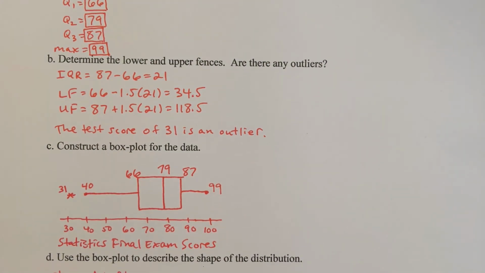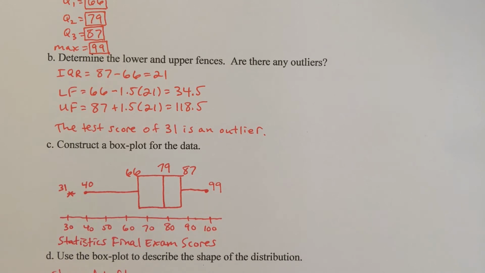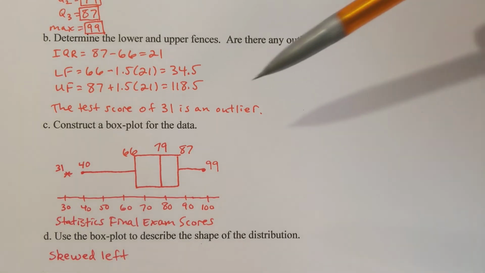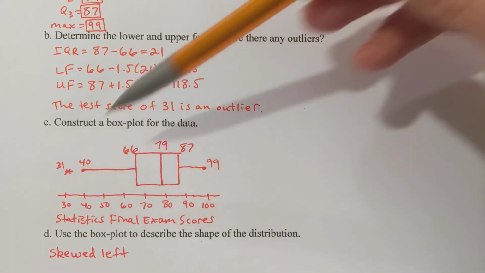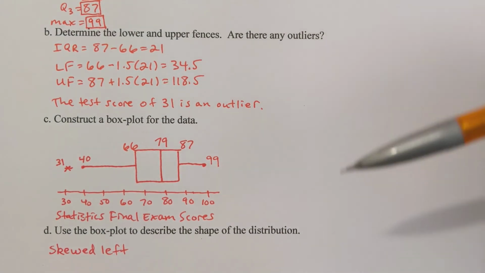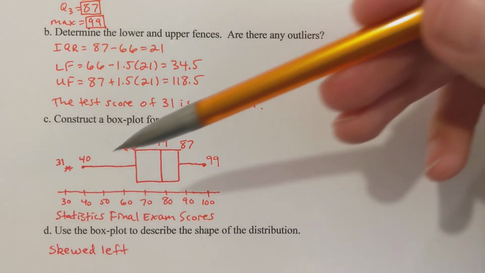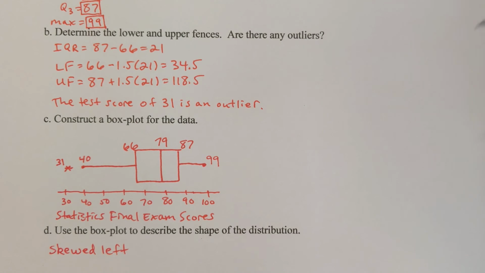Any data values less than the lower fence or greater than the upper fence are called outliers and should be marked with an asterisk. So 31 is an outlier, so I mark 31 with an asterisk. And by the way, it's common to include the 5 numbers in the box plot, along with any outliers, just so that you know where you're starting and where you're ending.